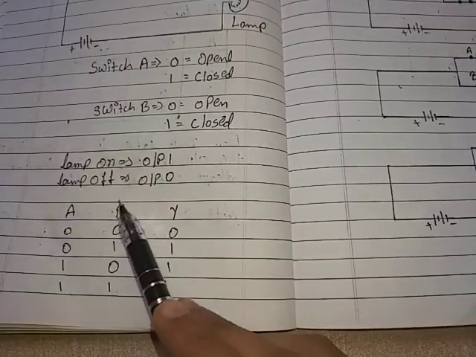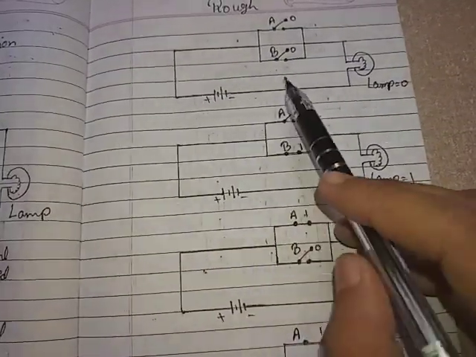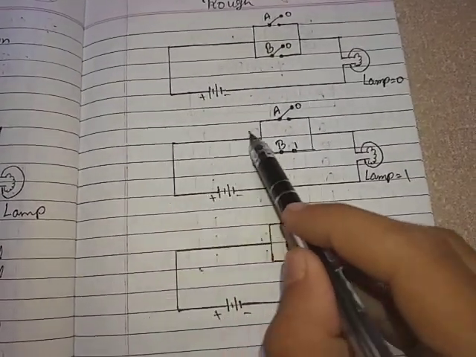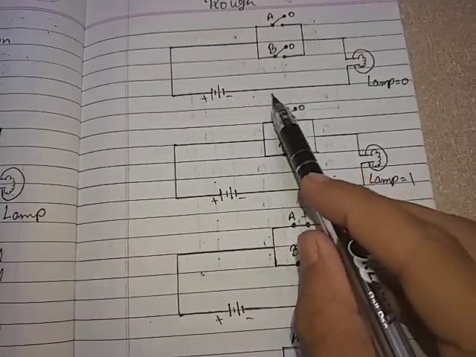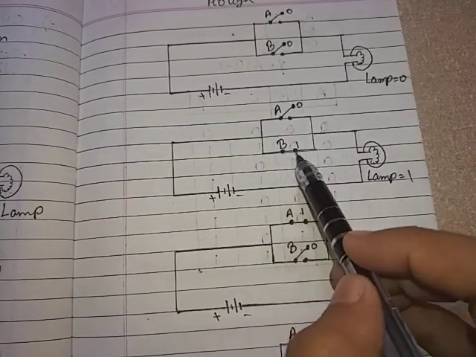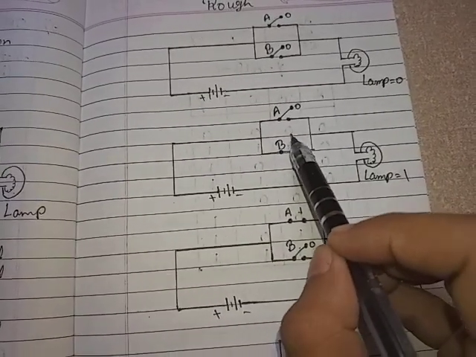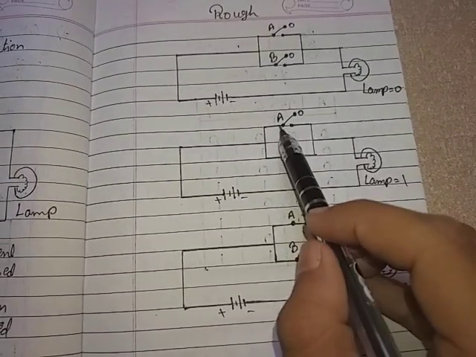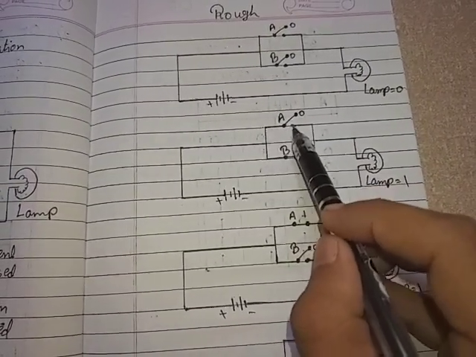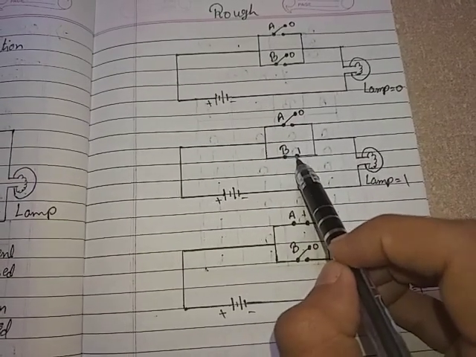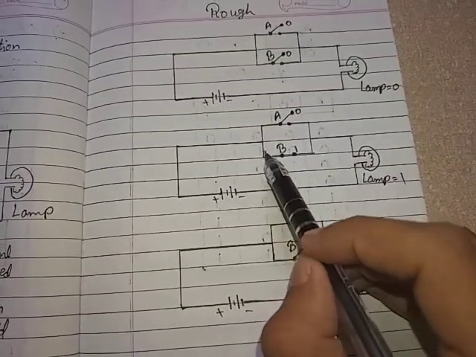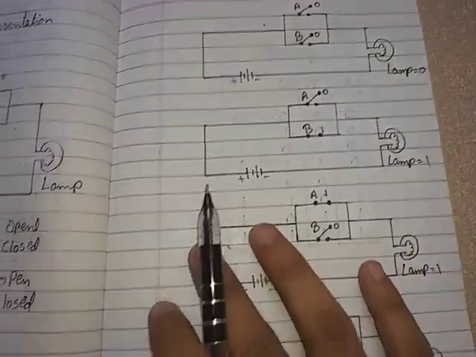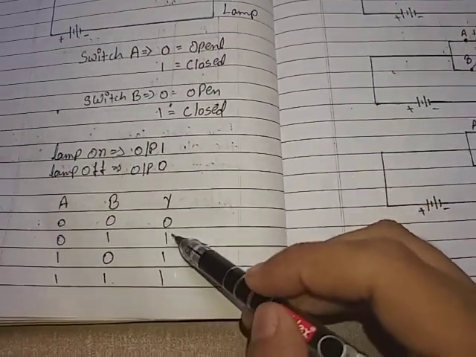When A is equal to 0, B is equal to 1. Current starts flowing from here. As A is open, it will not go through A, it will pass through B, because current has a property to flow through the minimum resistance path. And here when A is open, the resistance is infinity, and when B is closed, the resistance is 0. Hence current will flow through B and the lamp will glow. That means lamp value y is equal to 1.